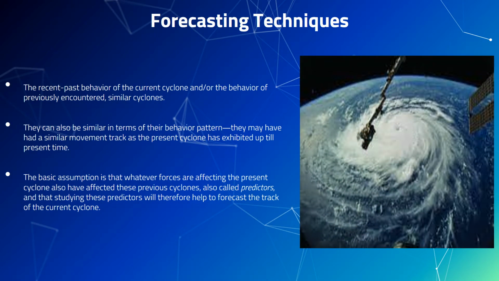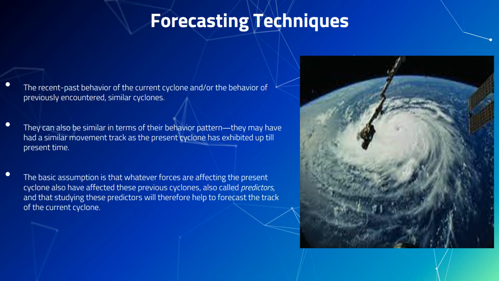Now I will talk about forecasting techniques. All forecasting techniques have in common that they take into account the recent past behavior of the current cyclone and the behavior of previously encountered similar cyclones. Previous cyclones can be similar to the present one in terms of their creation, created in the same ocean basin and/or during the same season or even the same month during a previous year. They can also be similar in terms of their behavior pattern. They may have had a similar movement track as the present cyclone has exhibited up till present time.